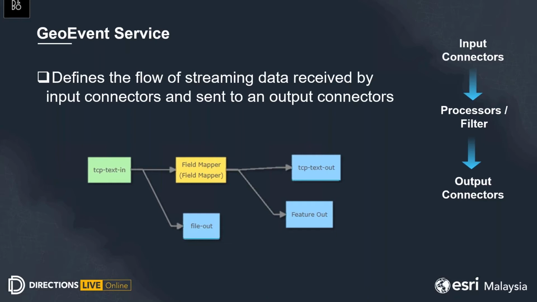Using the service designer in GeoEvent Manager, you can easily create the GeoEvent service by dragging and dropping the inputs, outputs, filters, and processors onto the canvas, and then connecting the elements together and publishing the service. You can see that the green icon is the input connectors, the blue ones are the outputs, and the yellow one is the processors.